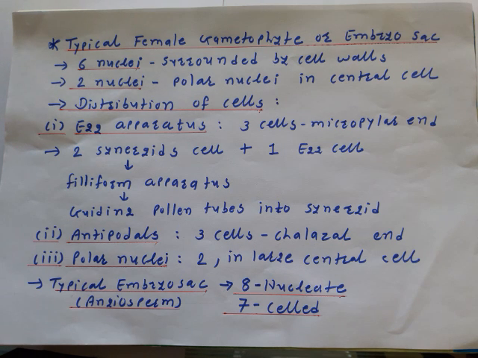Now, the distribution of these cells. First, the egg apparatus. The egg apparatus has a 3 cell structure at the micropyle end or region. Out of these 3 cells, the central cell is known as the egg cell and the 2 surrounding cells are known as synergid cells. The synergid cells have a filiform apparatus. It serves the purpose of guiding the pollen tube into the synergid cell. So the egg apparatus is made up of 3 cells, 2 synergid cells and 1 egg cell.